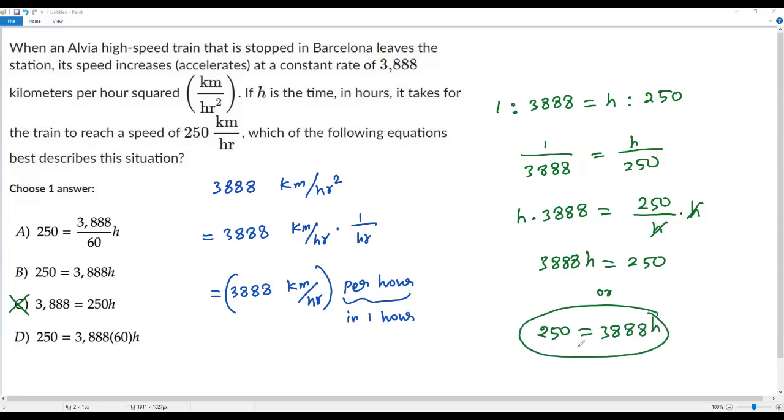That is 250 equals 3,888 times h. So I find this equation in option B. So the correct answer choice for this one is option B.